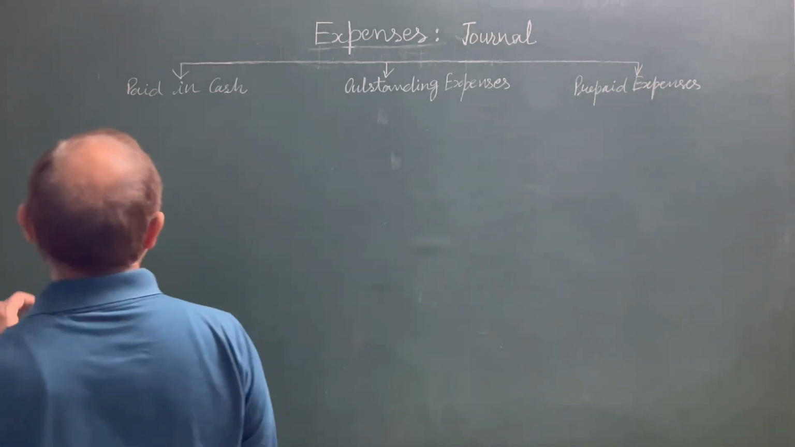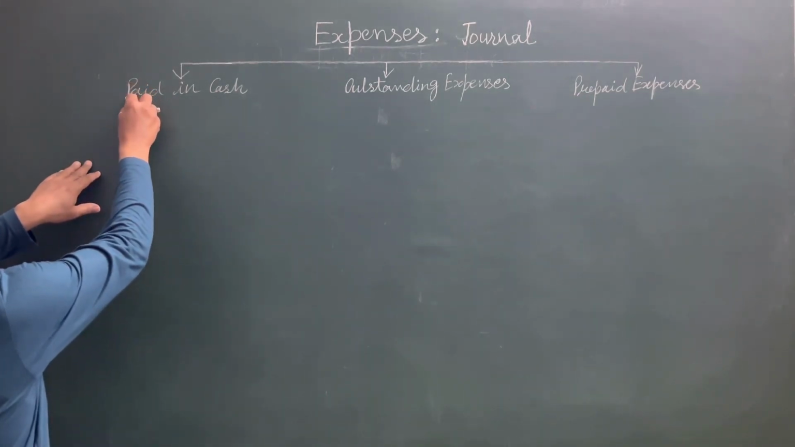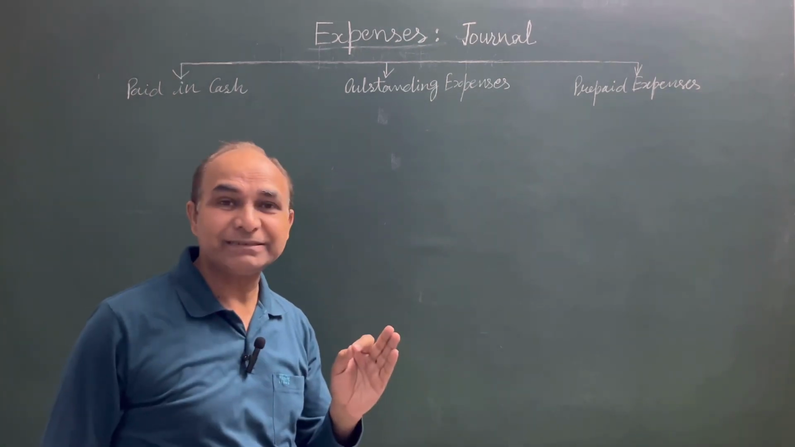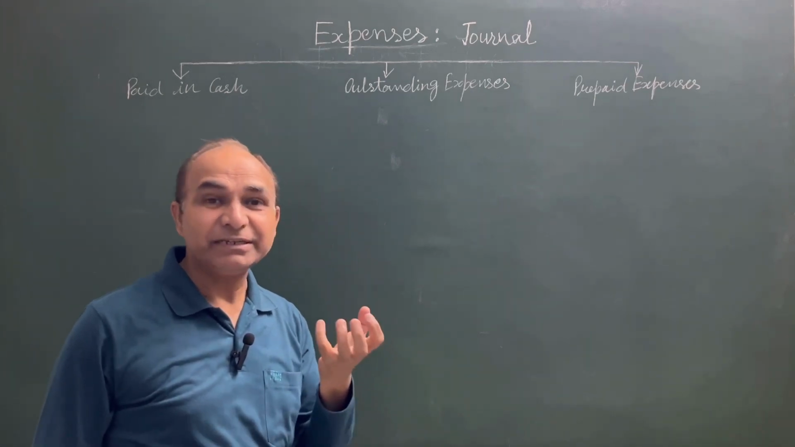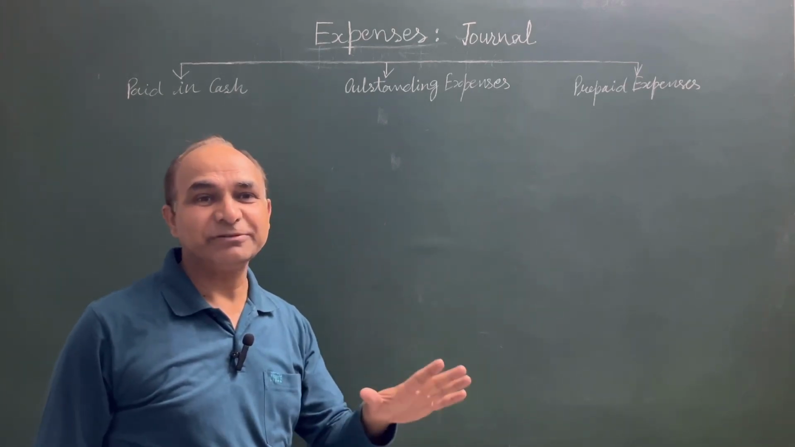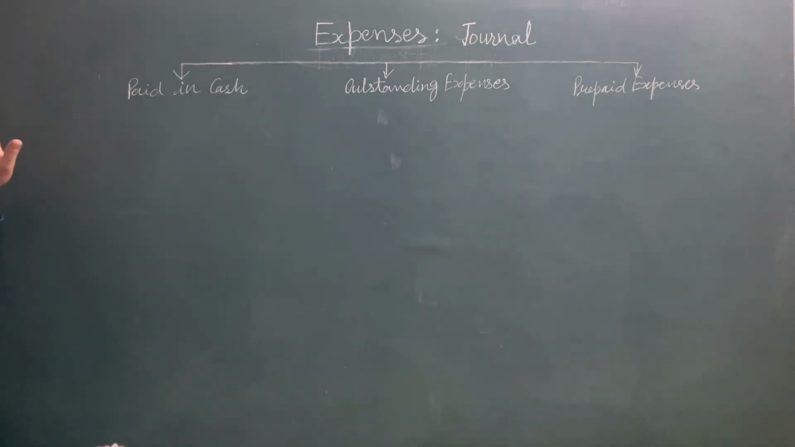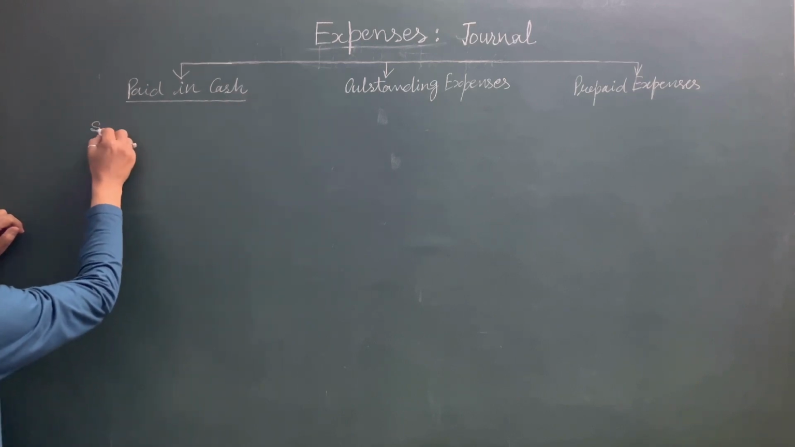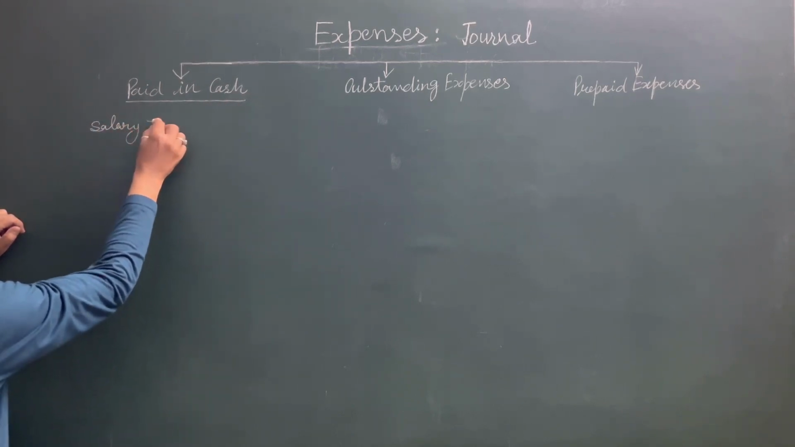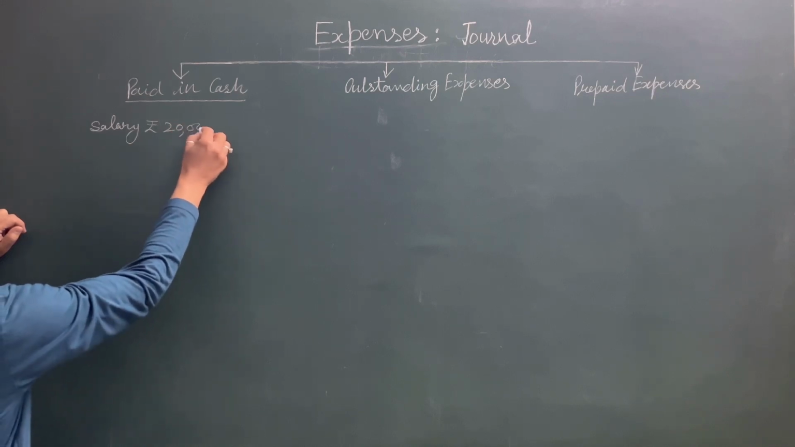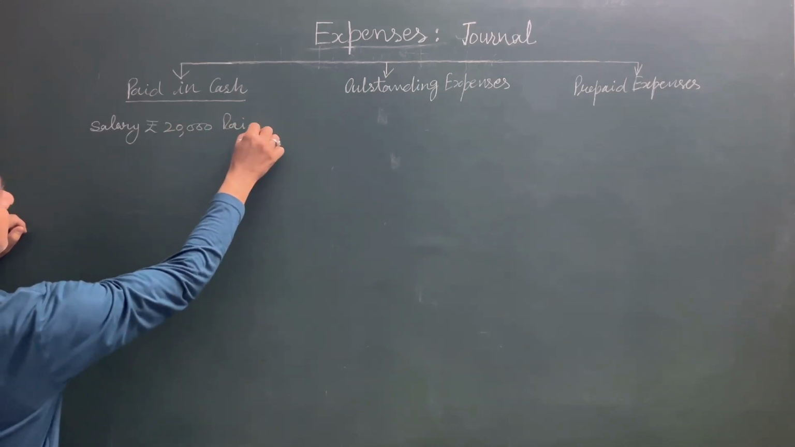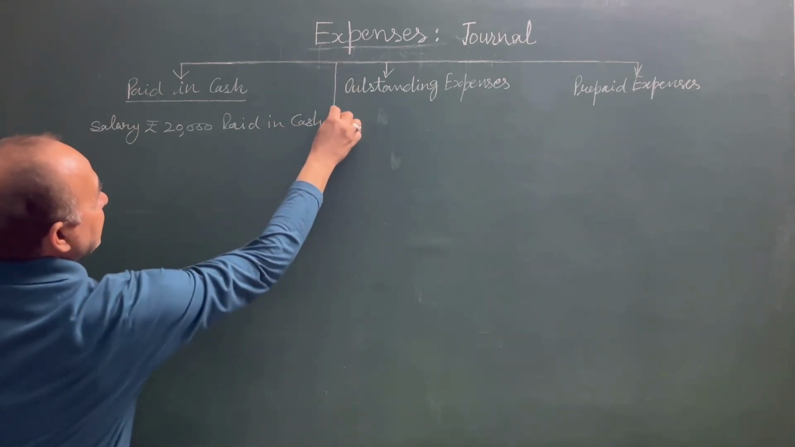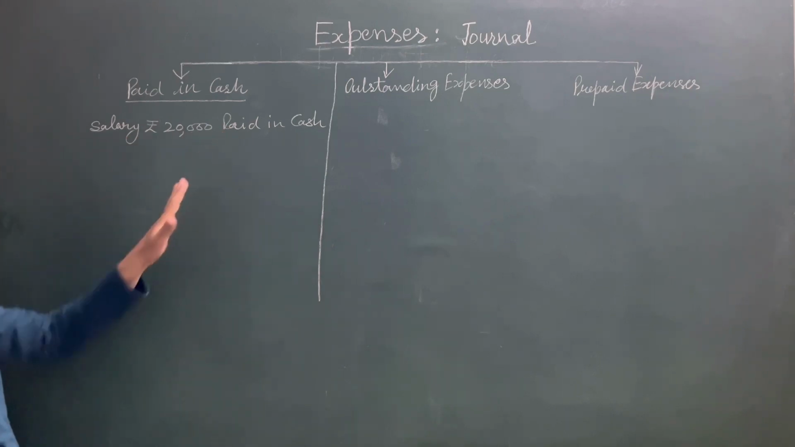Now the first case, paid in cash. Here I mean to say expenses paid for the current year, the expenses whose benefits are received immediately or within the current accounting period. We have to pass a journal entry for this. For example, we have a transaction: salary rupees 20,000 paid in cash.